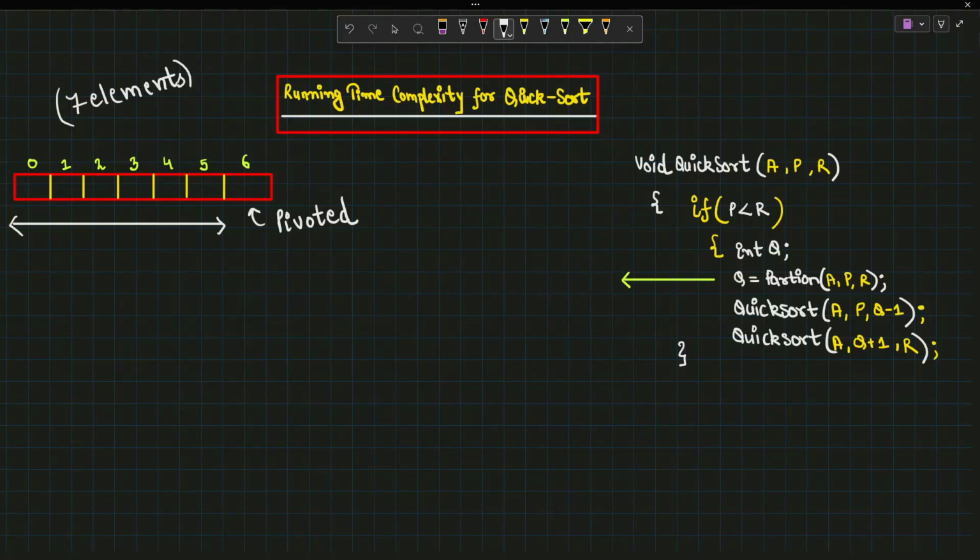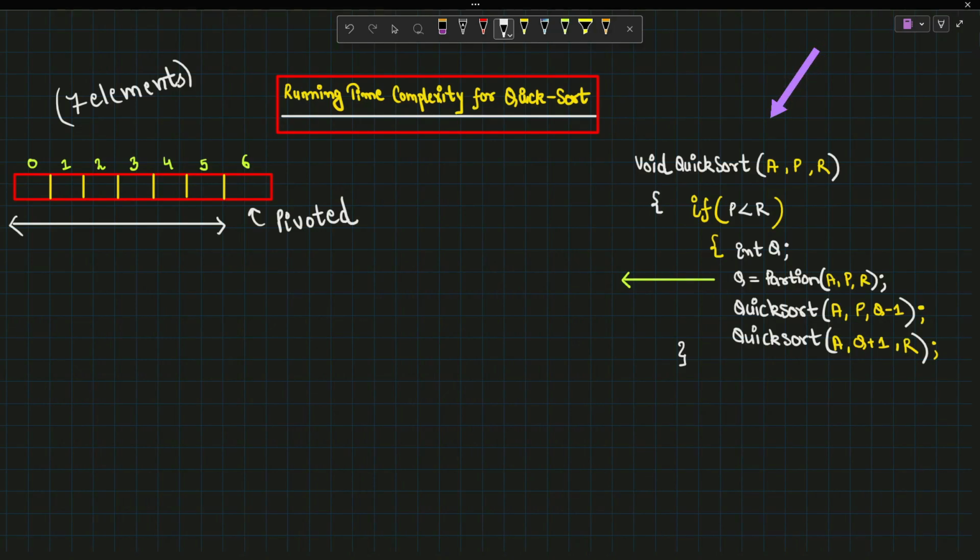Welcome back. Today, we are going to calculate the running time complexity for the quicksort algorithm. Before continuing, I would suggest you watch the previous parts of the quicksort algorithm for better clarity. So let's start. This was our code for the quicksort algorithm.